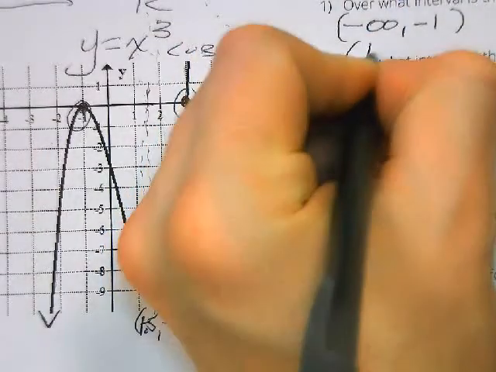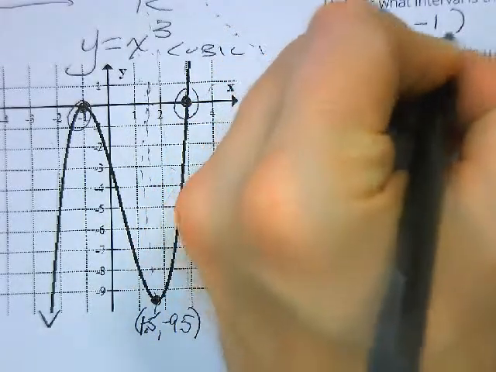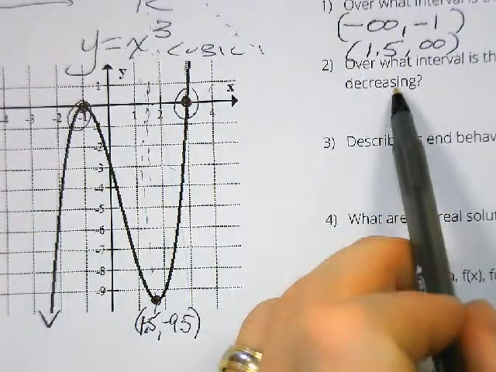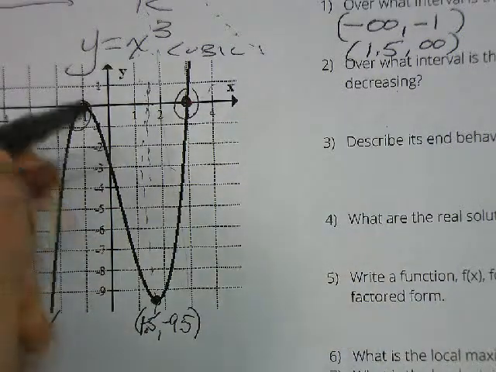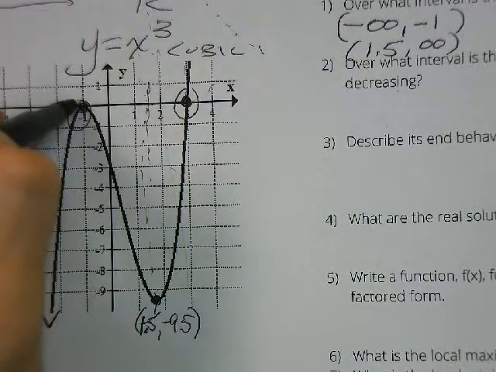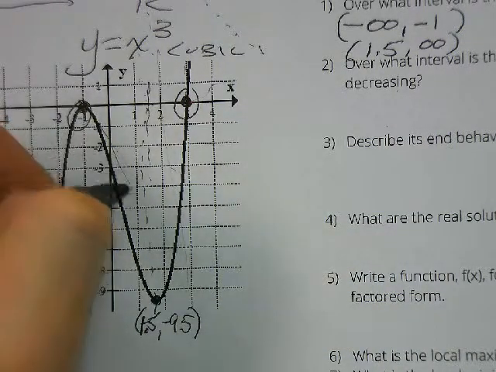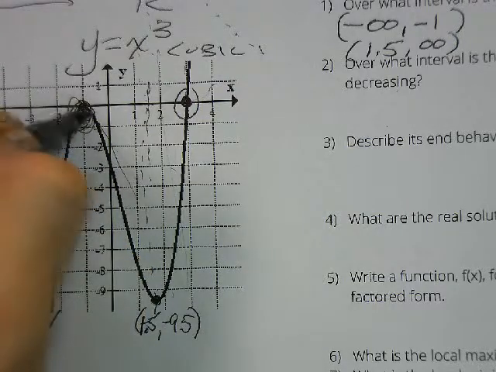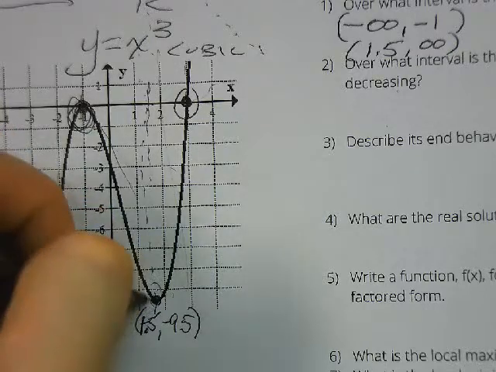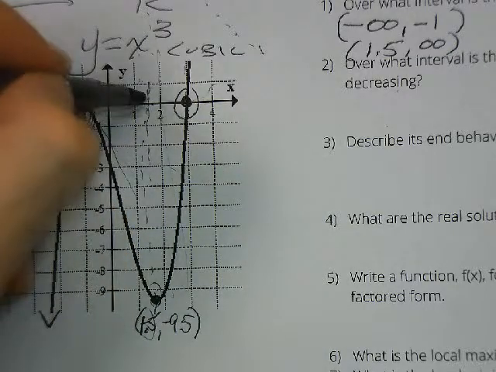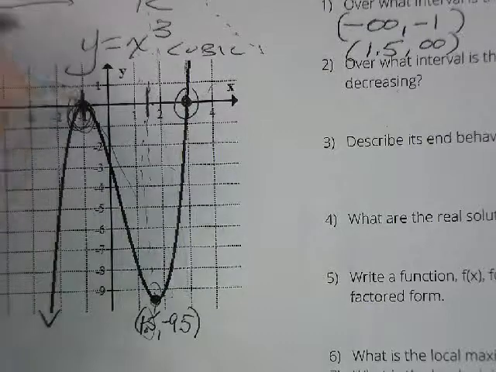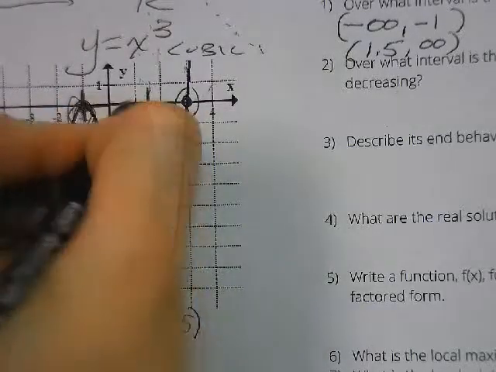Where am I decreasing? I am decreasing in this interval right here. You see how the graph is going down? I'm decreasing from the x value of negative 1 to the x value of 1.5. So all in this interval right here, this is where the function is decreasing, from negative 1 to positive 1.5.